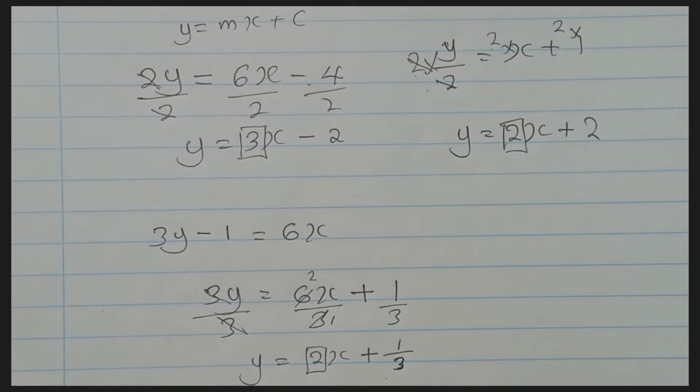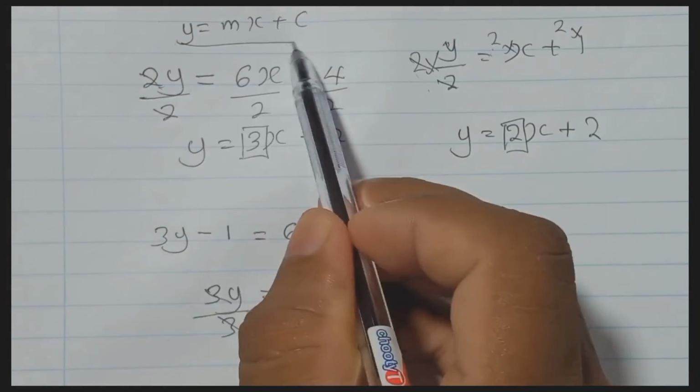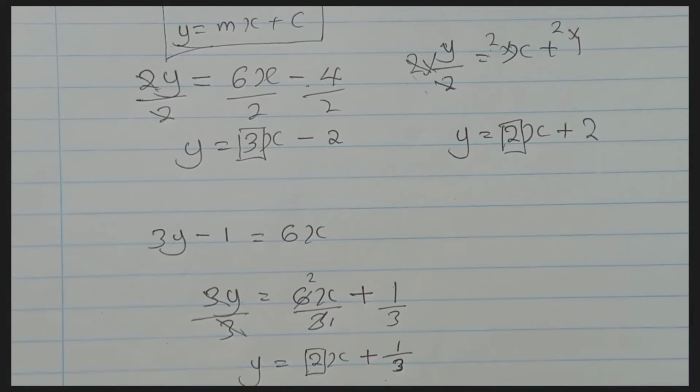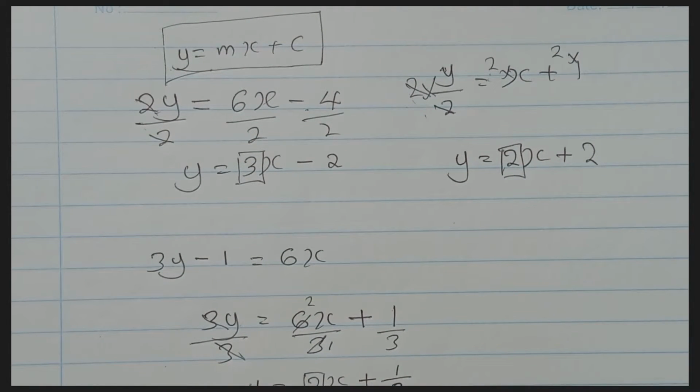Keep in mind, when you have an equation or function and you need to tell the gradient, you must first make it into this format, and then you can tell what the gradient is. The gradient is the value with the x, right?